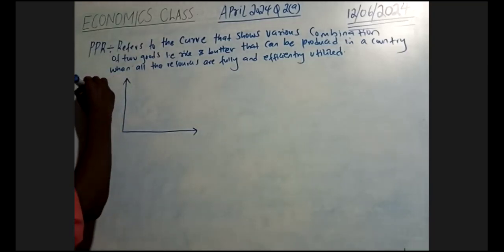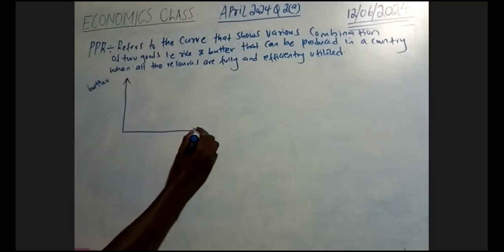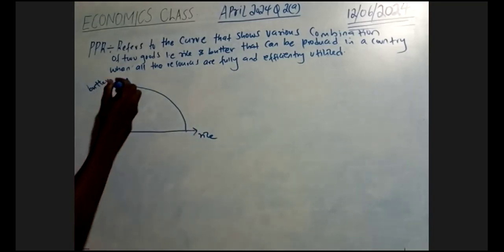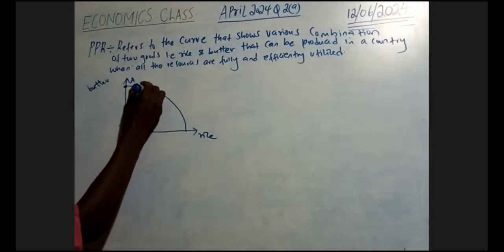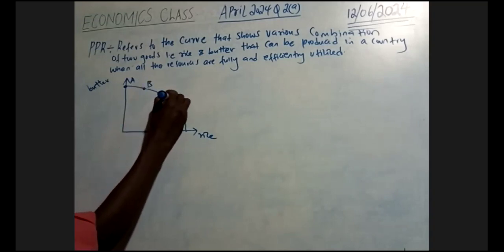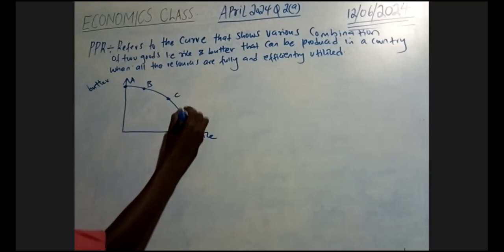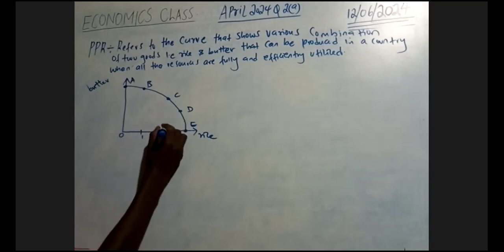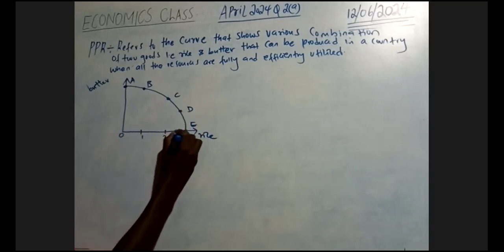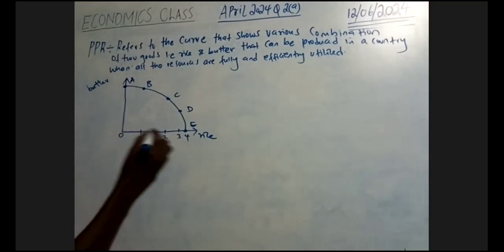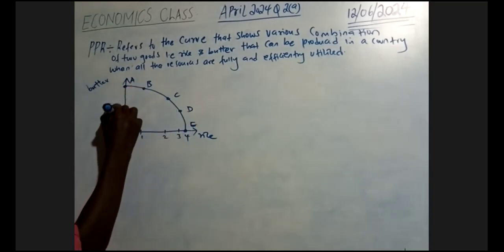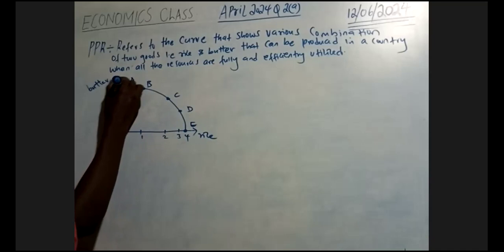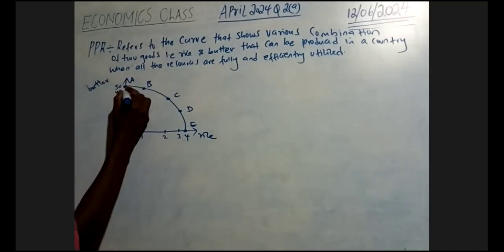Then you write here, we have butter and we have rice. Then you draw a simple curve and point some points, we have point A up here, then points B, C, D, and E. Then we have 0, 1, 2, 3, and 4, and up we have 20, 30, 40, and 50. So that is matched together.